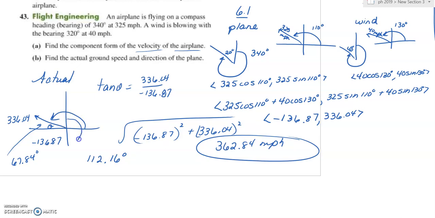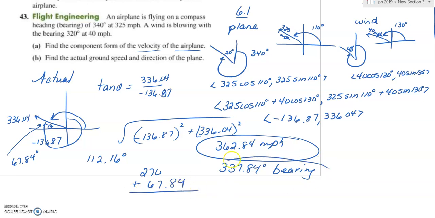Or if you wanted to describe it as a bearing, you would do 270 plus the 67.84 degree reference angle. And you would end up with 337.84 degrees for your bearing. And again, that was 270 plus 67.84. There you go.